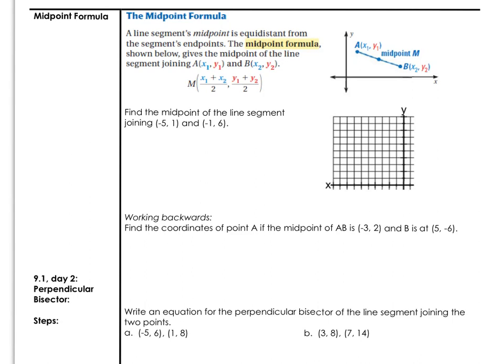For the second part of Lesson 9.1, some of this might be review. Depending on when your class got dismissed early from school yesterday, we didn't get through as much of the material as we did in other classes. If you've already seen the work for midpoint, you can fast forward to the perpendicular bisector section. If not, feel free to follow along from the beginning.